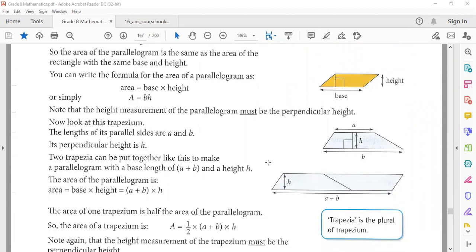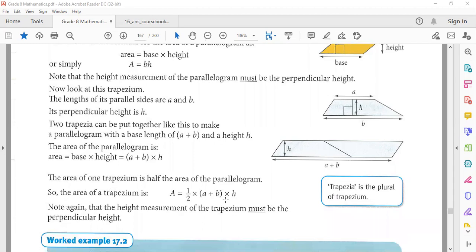What we need to do first of all is add a plus b, these two numbers, then multiply by height, and then you will get your answer. Because both sides are not the same, we add them, and then do the next thing. The area of one trapezium is half of the area of the parallelogram, so we just multiply by half.